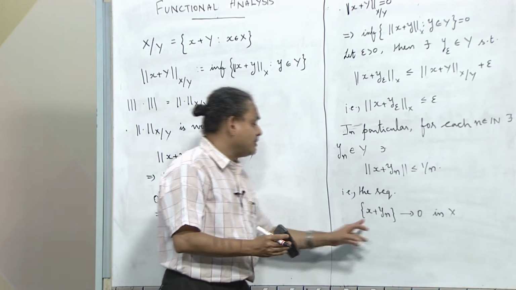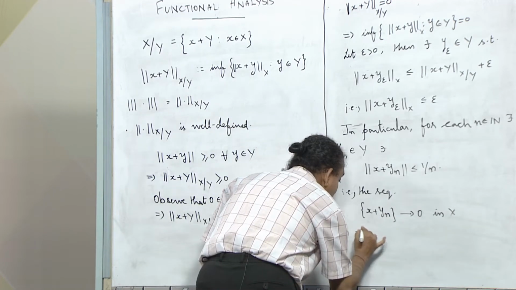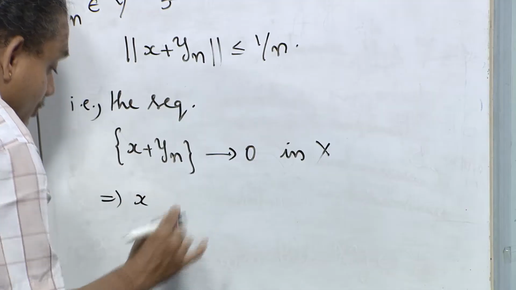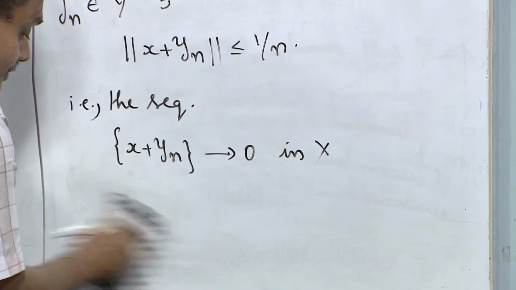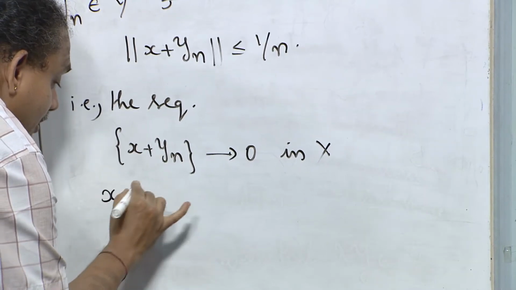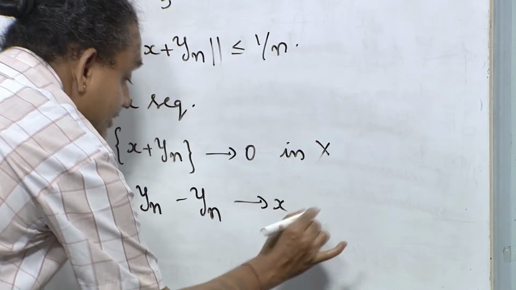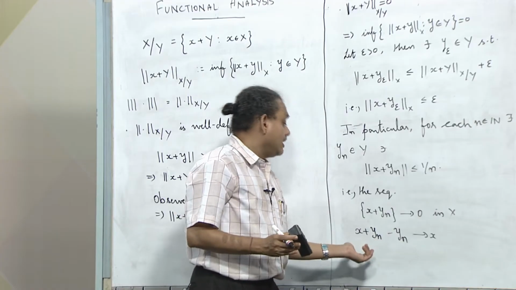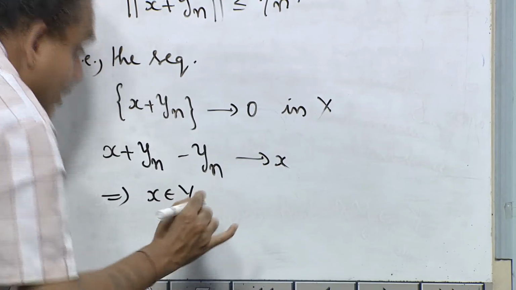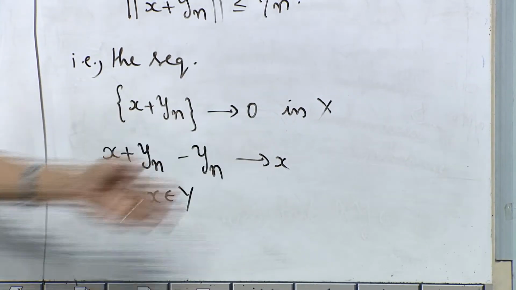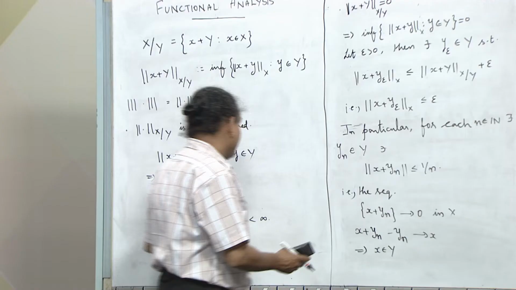So, once you know that x plus y_n converges to 0, this will imply that x plus y_n minus y_n converges to x. So, x plus y_n converges to x, which will imply that x belongs to Y, because the limit is already in Y, which means that x belongs to Y, right.